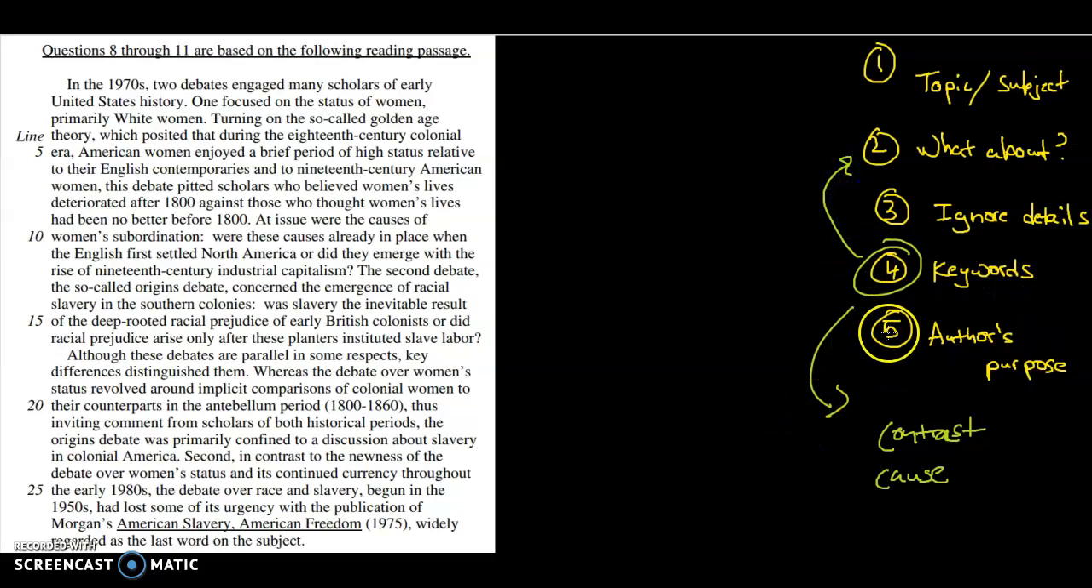And then the final thing, number five, is let's figure out the author's purpose. Is the author trying to persuade us of something, or is it strictly neutral? What's the author's attitude? Okay, so that was a rather fast review of what we have discussed. But that being stated, let's go ahead and summarize what's going on in this passage.